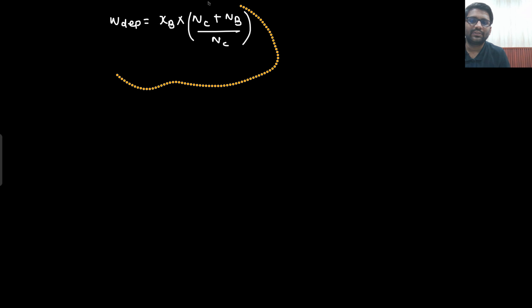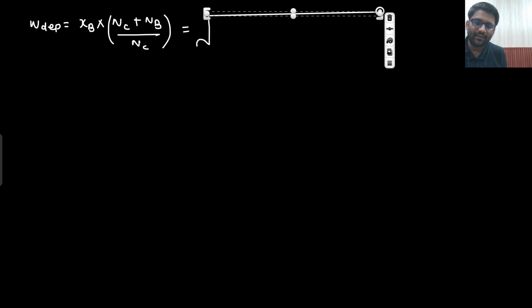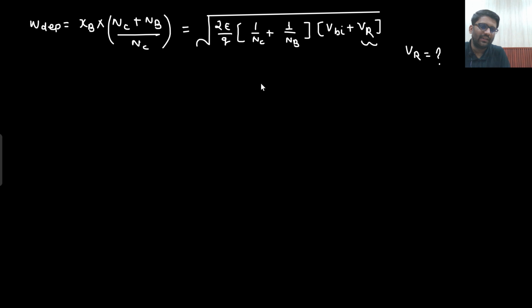And what will be the formula of this total depletion width? That would be under root 2 epsilon by q, 1 upon nc plus 1 upon nb, times V built-in plus V reverse bias. So this reverse bias we need to find out. I have the value of nc, nb, epsilon and q. V built-in I can find out.